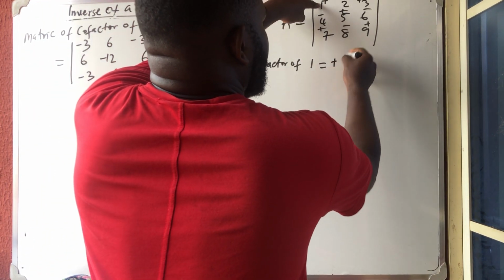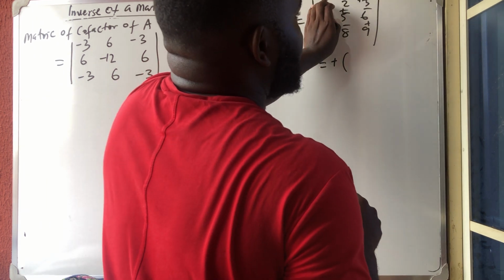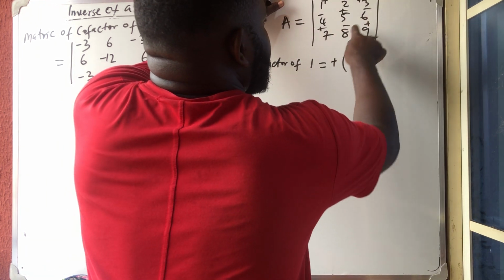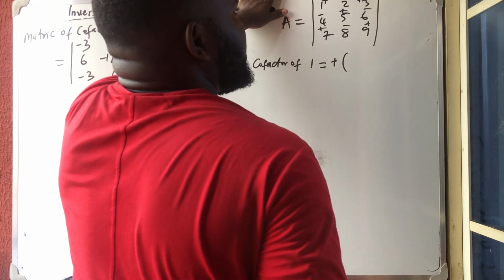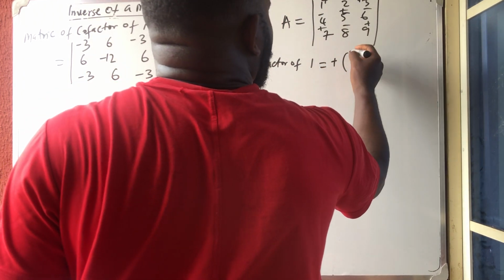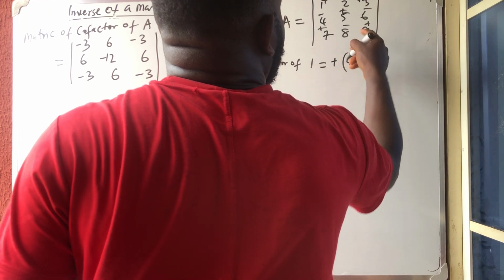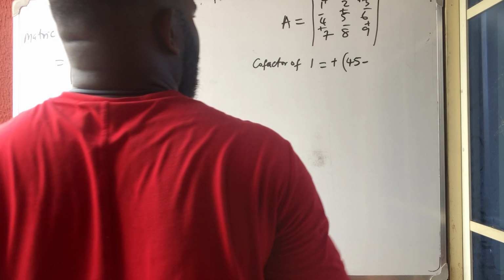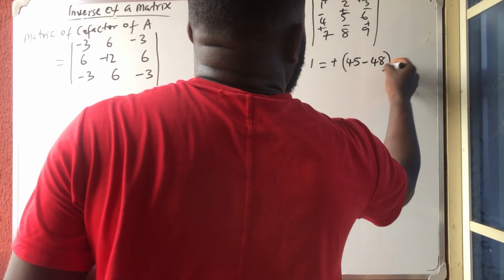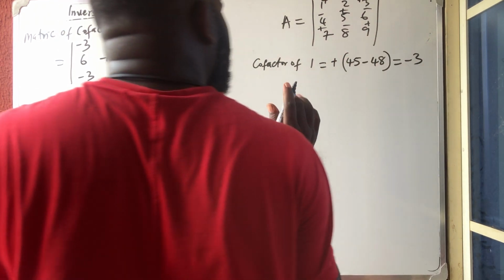We say plus, then close the row and column here. So you are left with 5, 6, 8, and 9. Then do the left, right inside here instead of writing it out first. So 4 times 5 will give you 45, minus 6 times 8. I think it's 48. So you see that your answer is just minus 3. You are getting it straight.